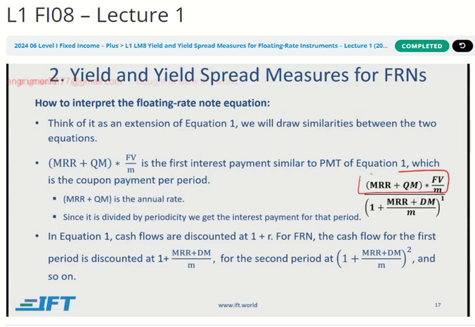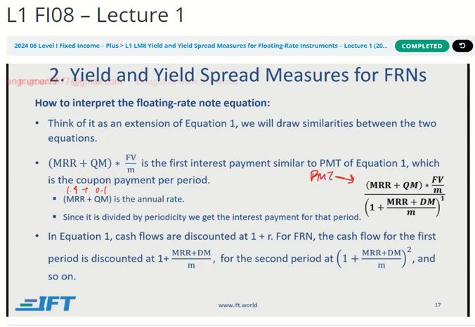Let's focus on the numerator, right? This is the numerator. How is it being calculated? Well, it's your benchmark plus the quoted margin. And if it's annual, well, then no need to divide it by anything. It's just going to be divided by 1, so it doesn't really make a difference. But if it is semi-annual, then you will divide it by 2. If it's quarterly, you'll divide it by 4 and then multiply it with the face value to get the payment.